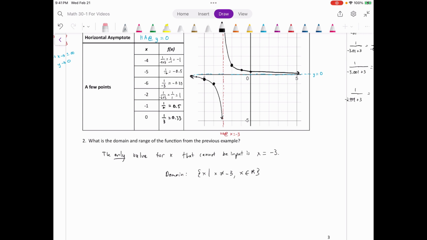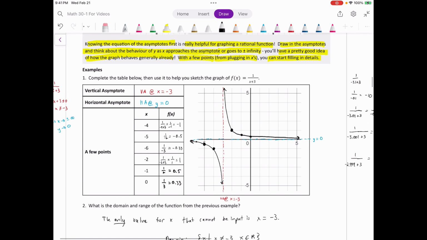Very similar story for our range. The only y we cannot get out of the function is 0, and again, the equation backs us up here, right? No matter what we make x, we'll never be able to make y equal 0, right? But we can make it be pretty much anything else we want it to, right?